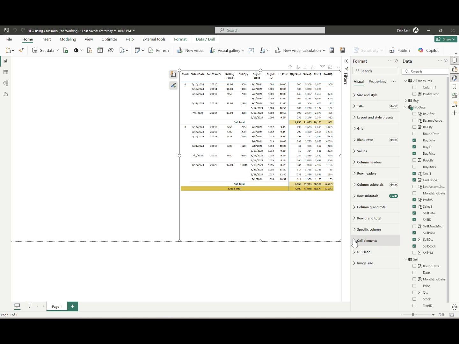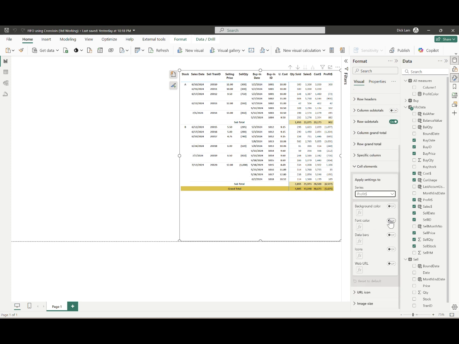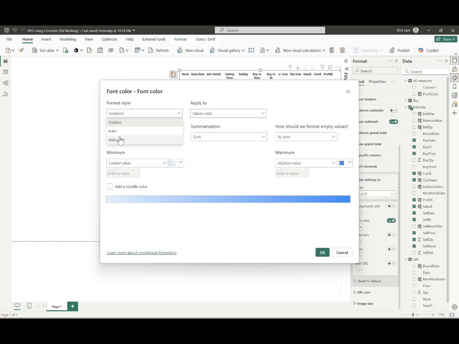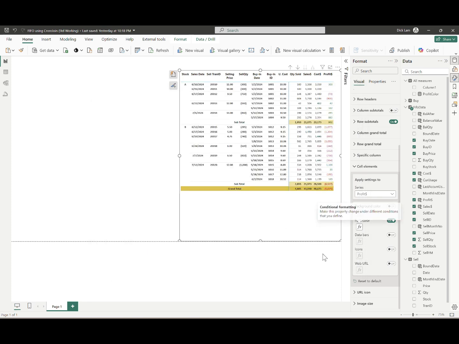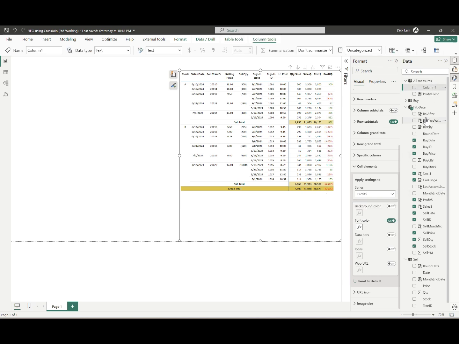Okay, let's go to the cell element. Then I need to find the profit, the font color, and fill value, all measure, profit color, values and totals. All right, you see that green color and then red for the negative. I need to do some housekeeping, delete the column 1.